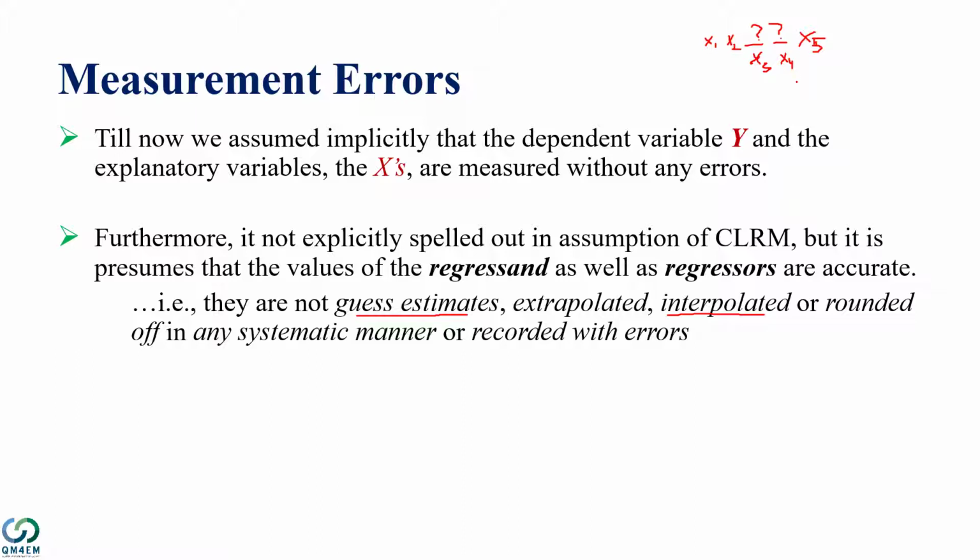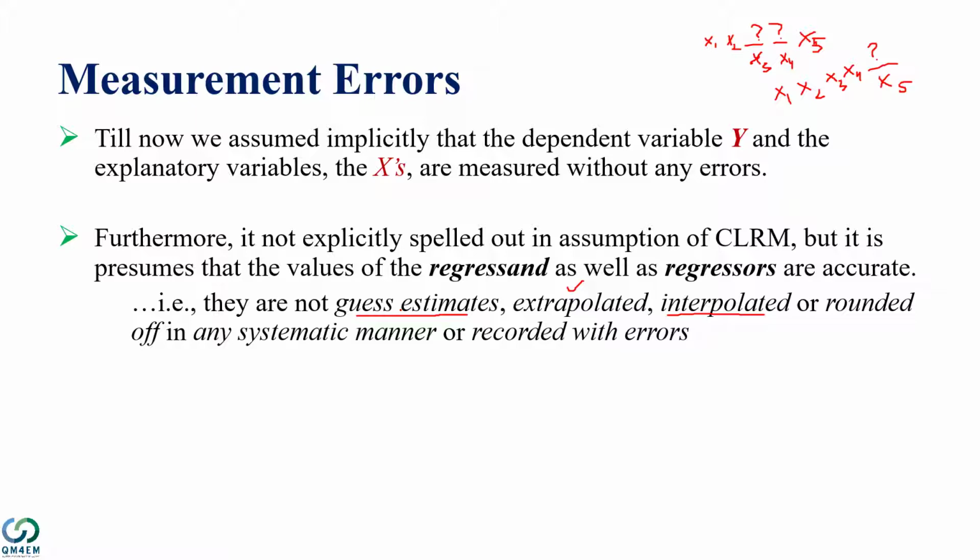Extrapolation is slightly different. In that case, let's say we have the values of x1, x2, x3, x4, but we don't know the value of x5. Extrapolation helps us find the value of x5. Then rounding up you know already, and recording errors you already know as well. So measurement error presumes that x and y variables are measured without any of these kinds of problems.